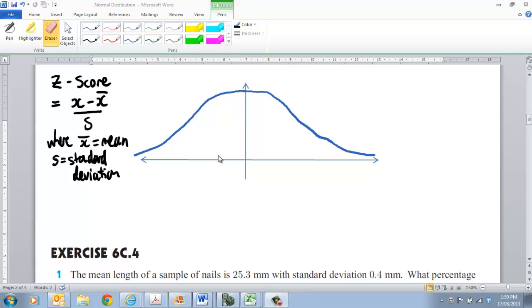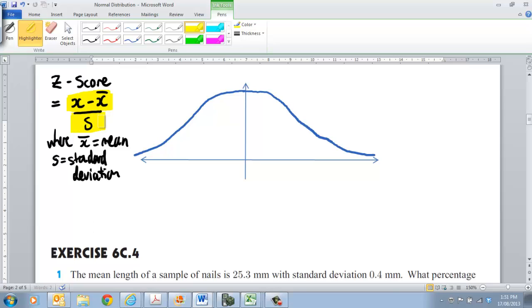I'm going to go through the next part on the normal distribution stuff. In your textbook you'll find a lot of information about z-scores. The z-score is pretty simple. All it is, you take the value, take away the mean from it, and then divide it by the standard deviation.